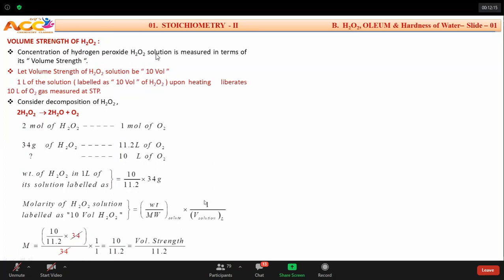What is this one? Here. What is this one? Volume of solution 1 liter. If you simplify, you get 10 by 11.2. No, no, no, no. What is this 10, sir? This 10 is actually the label.